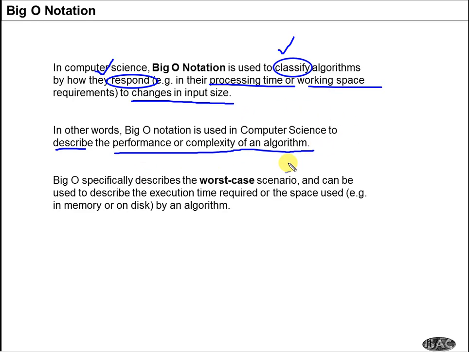And how do we find this out? We'll discuss it very soon. But very simply, it is used to describe the performance or complexity of an algorithm. Big O specifically describes the worst case scenario and can be used to describe the execution time required or the space used, for example in memory or on disk, by an algorithm. So we generally find out the worst case scenario that this algorithm will have.